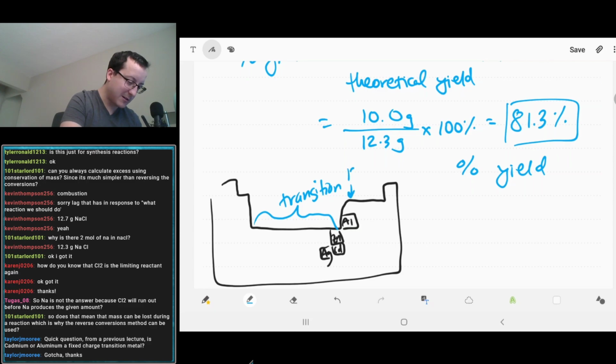Aluminum is in group 13, so it's not a transition metal. But both cadmium and aluminum have fixed charges.